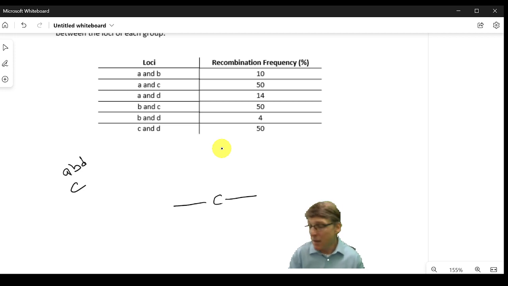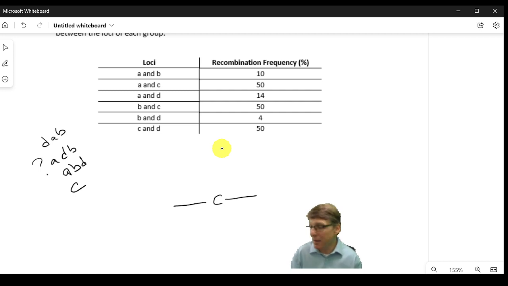Now the question is the arrangement of these genes A, B, D. Is it A, D, B? Or is it D, A, B? What order do they go in? That's what we're trying to answer.